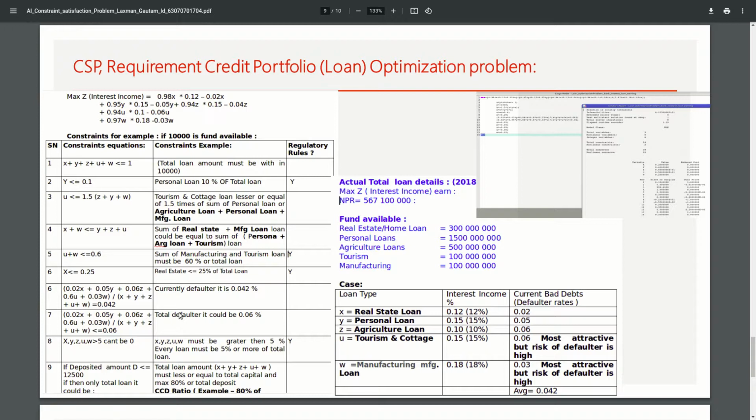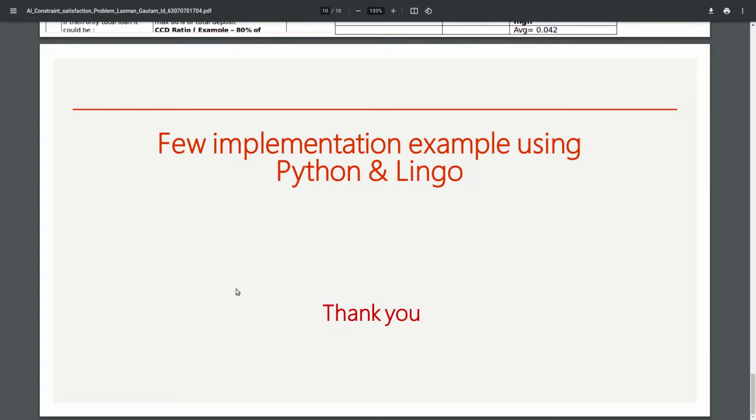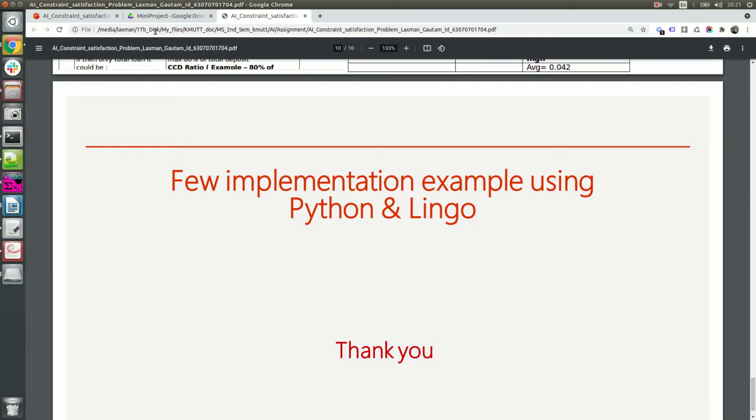But I presented this as one real example of CSP. That's why I presented it. Okay, let's continue. Now this is my presentation, and I'll try to show you my implementation using Python and Lingo. Let's go back here.